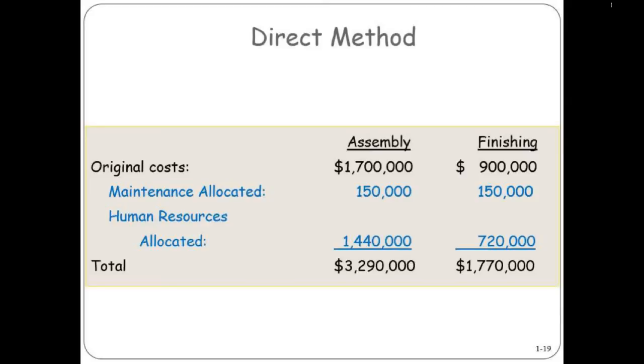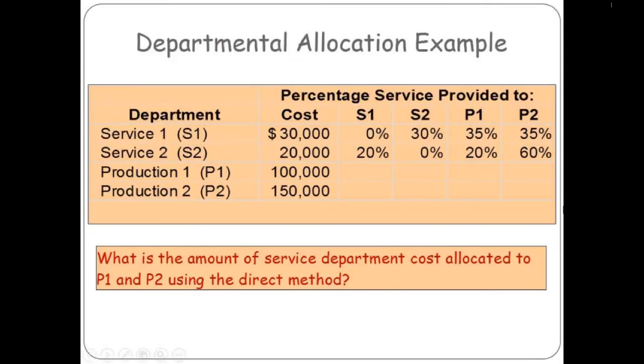The challenge for this method is if you're dividing up the costs by percentages, you don't have 100% going to assembly and finishing because there's some going to the other service departments. You need to step the percentages up so that the 100% are going to assembly and finishing in order to do this calculation. And you'll see that in an example. In this example.